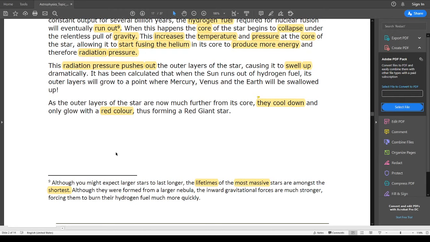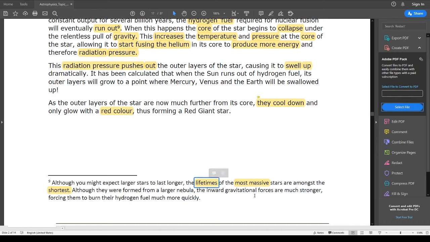So the massive stars, the big stars that are much more massive than the sun, actually have the shortest lifetimes. And by life, I mean basically the main sequence stage, because that is the most stable state of a star. When we are talking about the life of a star, we are mainly talking about the main sequence phase. Although they were formed from a larger nebula, the inward gravitational forces are much stronger, forcing them to burn their hydrogen fuel much more quickly. You understand now why this is the case?